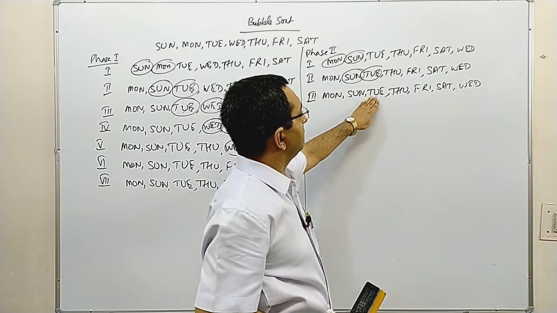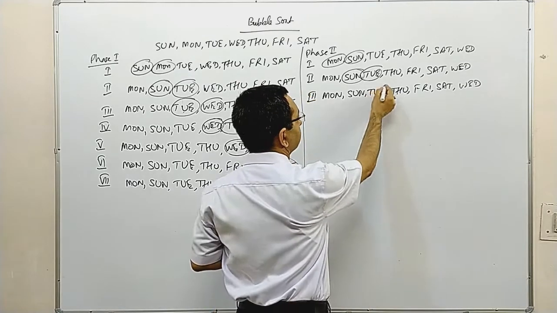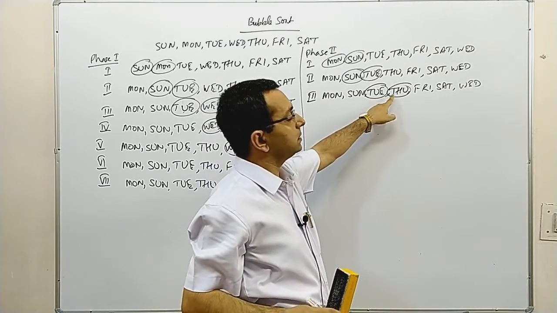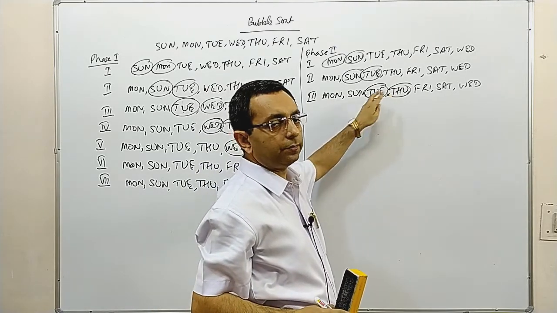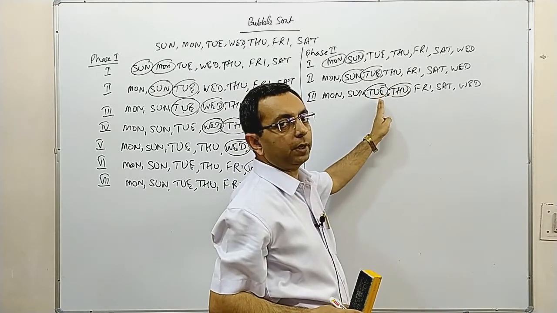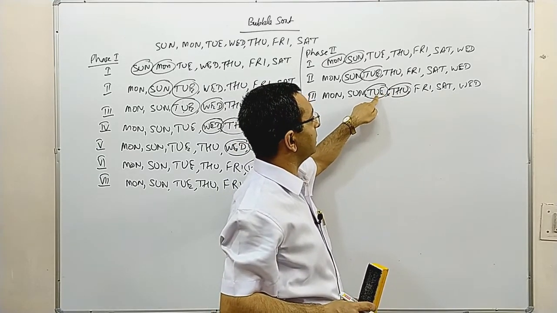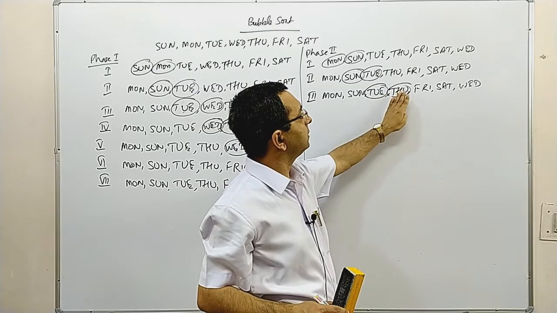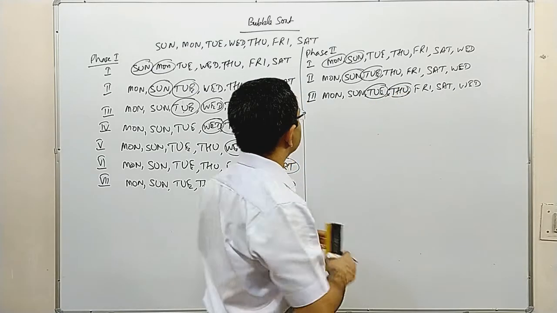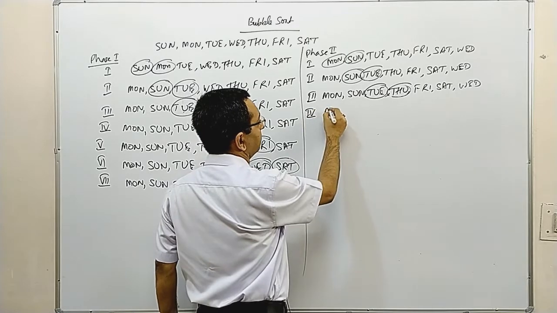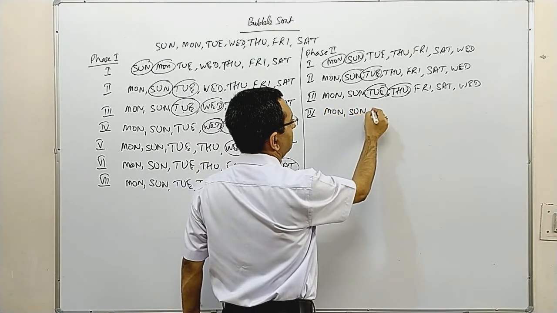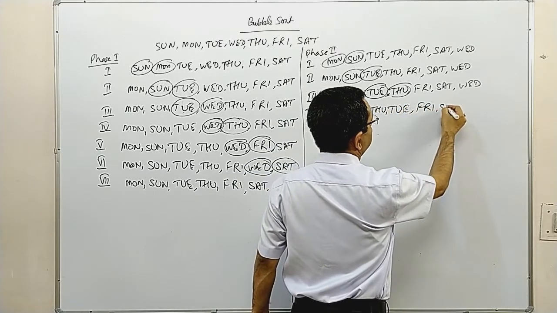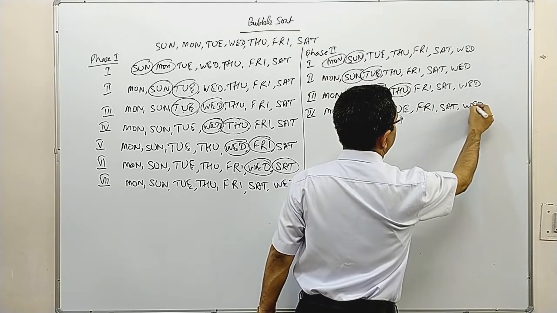Now again Tuesday will be compared with Thursday, but T is the same as T, so if both letters are the same, then you have to compare with the next letter. So U will be compared with H. H is smaller than U, so Thursday will be here and Tuesday will be here. So in the next step, Monday, Sunday, Thursday, Tuesday, Friday, Saturday, and Wednesday.